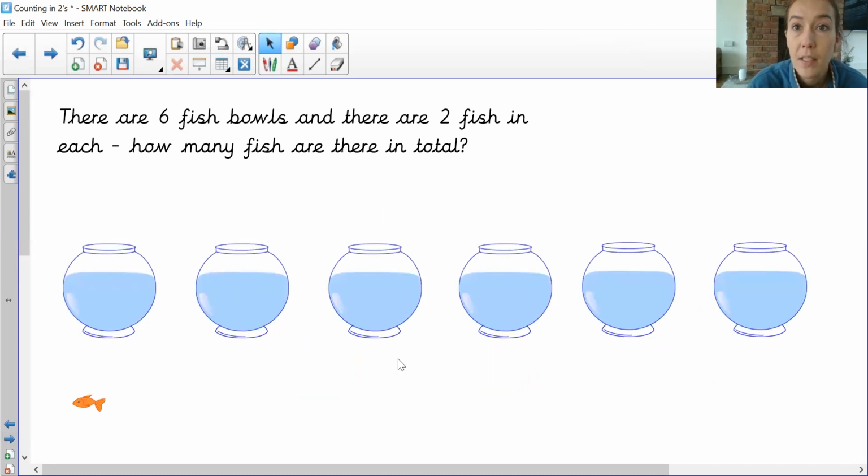Here we go. Okay, some fish now. So there are 6 fish bowls, and there are 2 fish in each. How many fish are there in total? So again, it's asking for the total amount. I've copied 6 fish bowls here, and we can do this by putting 2 little fish swimming around in each.